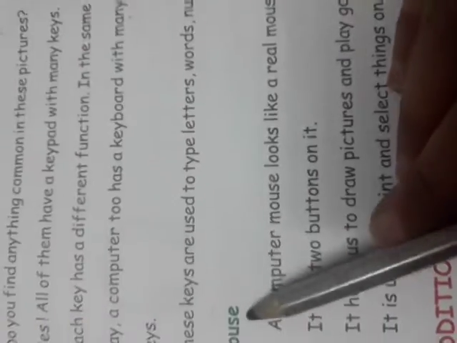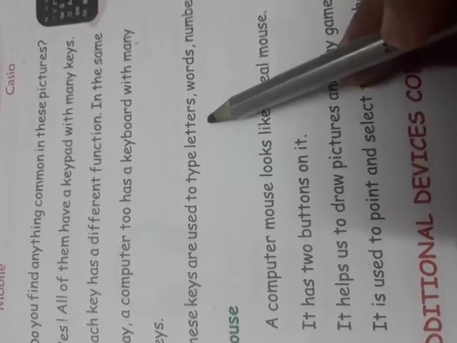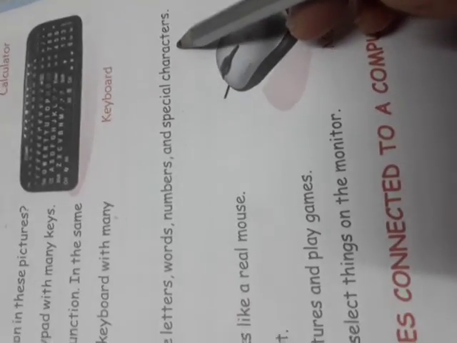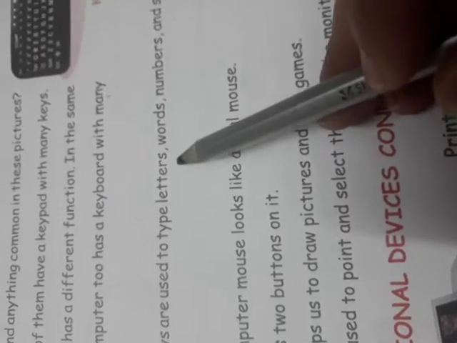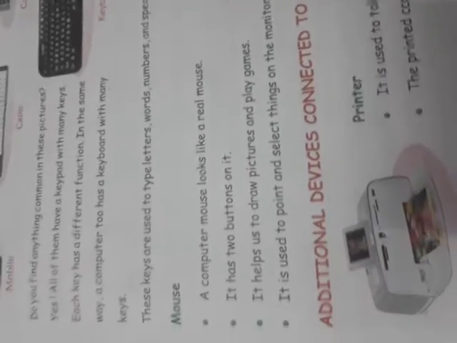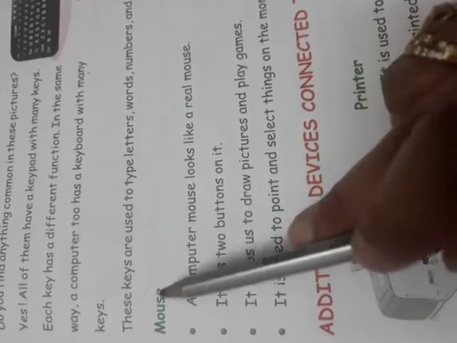Now, why do we use these keys? These keys are used to type letters, words, numbers, and special characters. Why do we use keyboard? Once again, I repeat, to type letters, words, numbers, and special characters. Okay. Now we move on to the next main part of computer, that is mouse.